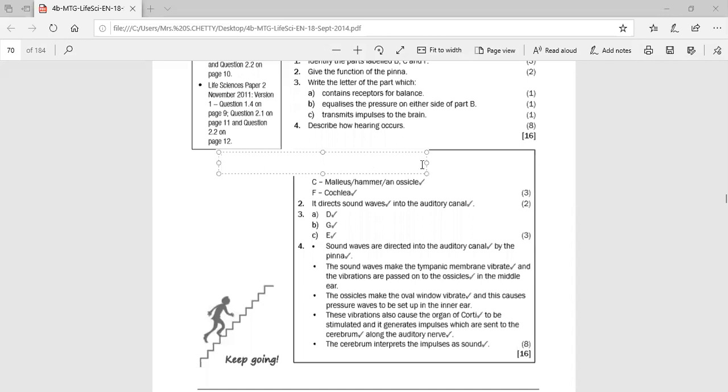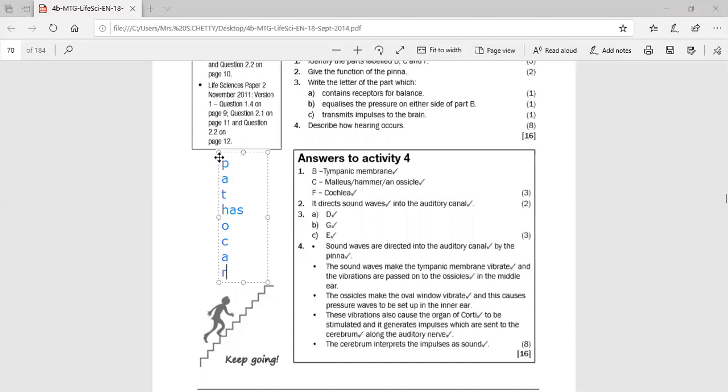So as we are going through this answer, we'll check now how exactly we can use this mnemonic. So PAT has O. Okay. So sound waves are directed into the auditory canal by the pinna.